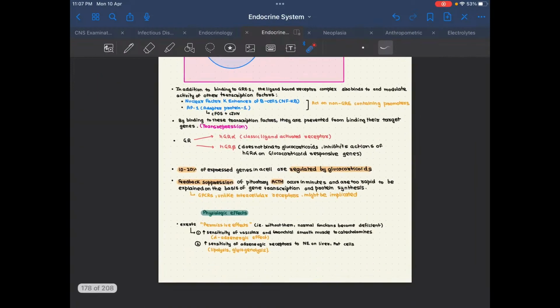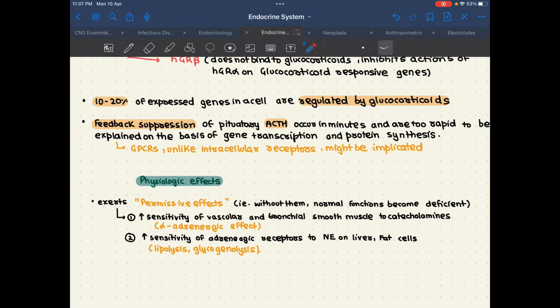ठीक है? So what are the effects? This is important. First thing, जो first effect है उसका, that is a permissive effect. What do I mean by a permissive effect? It's going to permit something to act. एक तरह का gatekeeper लगा लो. So what does it permit? Two things. It's going to increase the sensitivity of the vascular smooth muscles and the bronchial smooth muscle to catecholamines. मतलब without steroids, the catecholamines cannot work. That is the permissive action.